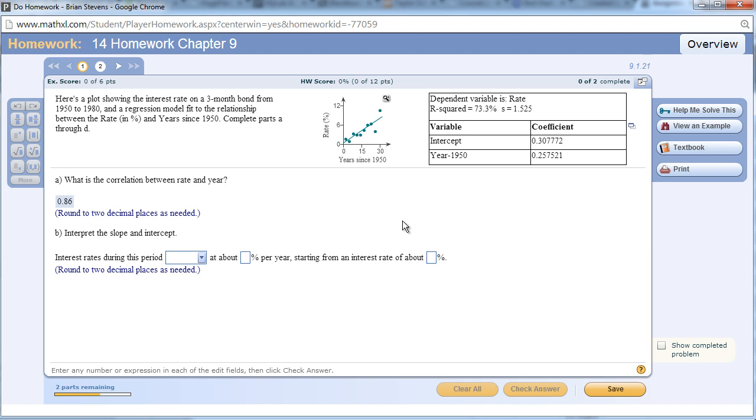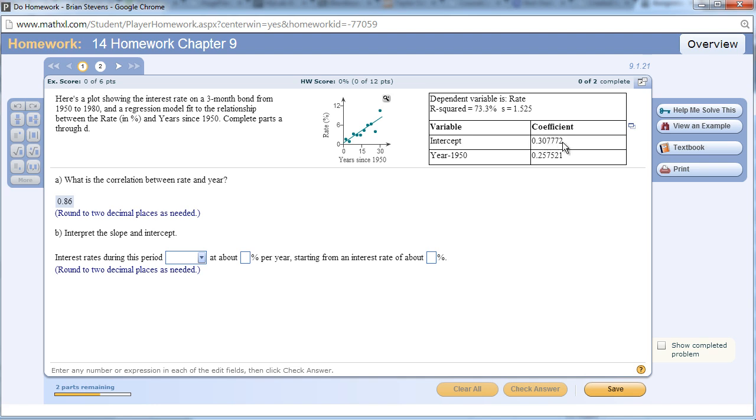Next, we're going to explain the slope and intercept. And let's do it by how we do it in the class. So the intercept would be when the year is 1950, which is 0 down here. When the year is 1950, we would expect the interest rate to be 0.30. We're doing just the 2 decimal places.